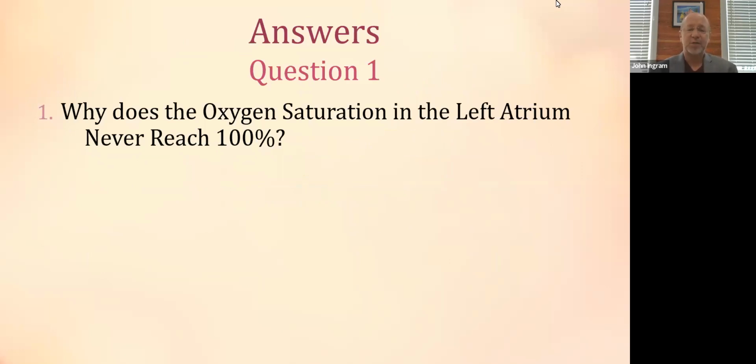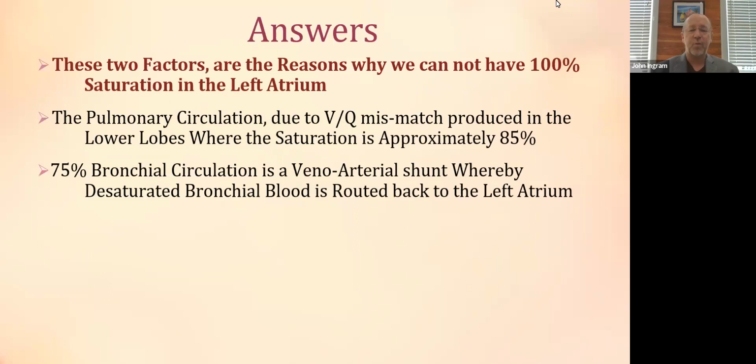So let's look at some answers to those three questions that I posed. Why does the oxygen saturation in the left atrium never seem to reach 100%? Well, there's two reasons that we covered. The pulmonary circulation, due to the VQ mismatch produced in the lower lobes, where the saturation is only approximately 85%, is one reason. And because 75% of the bronchial circulation is a veno-arterial shunt, whereby desaturated bronchial blood is also routed back to the left atrium.